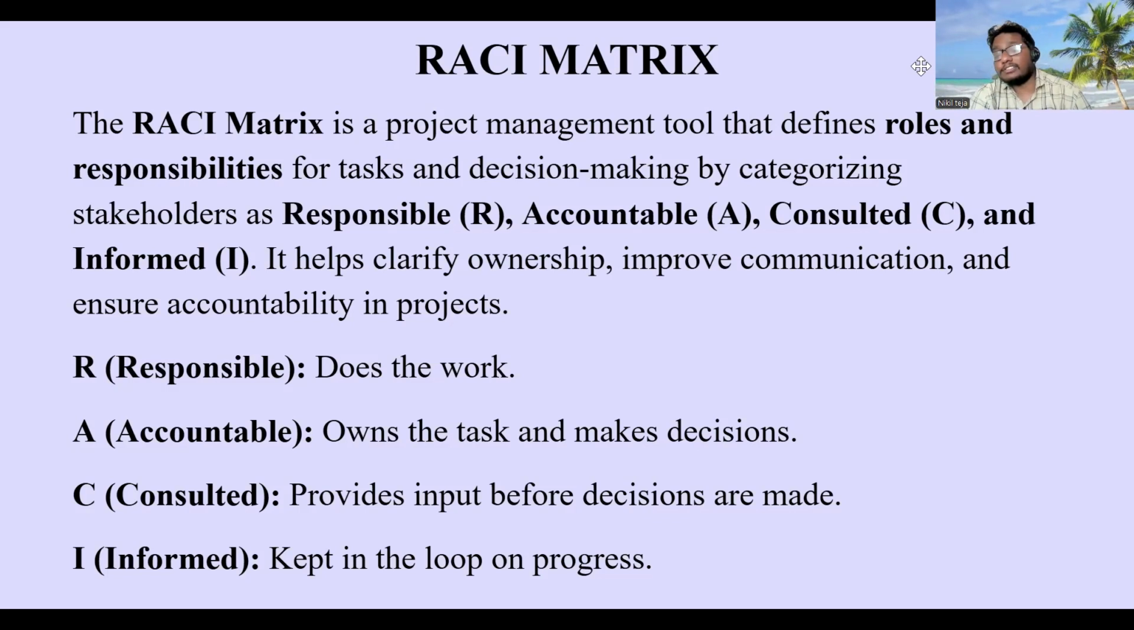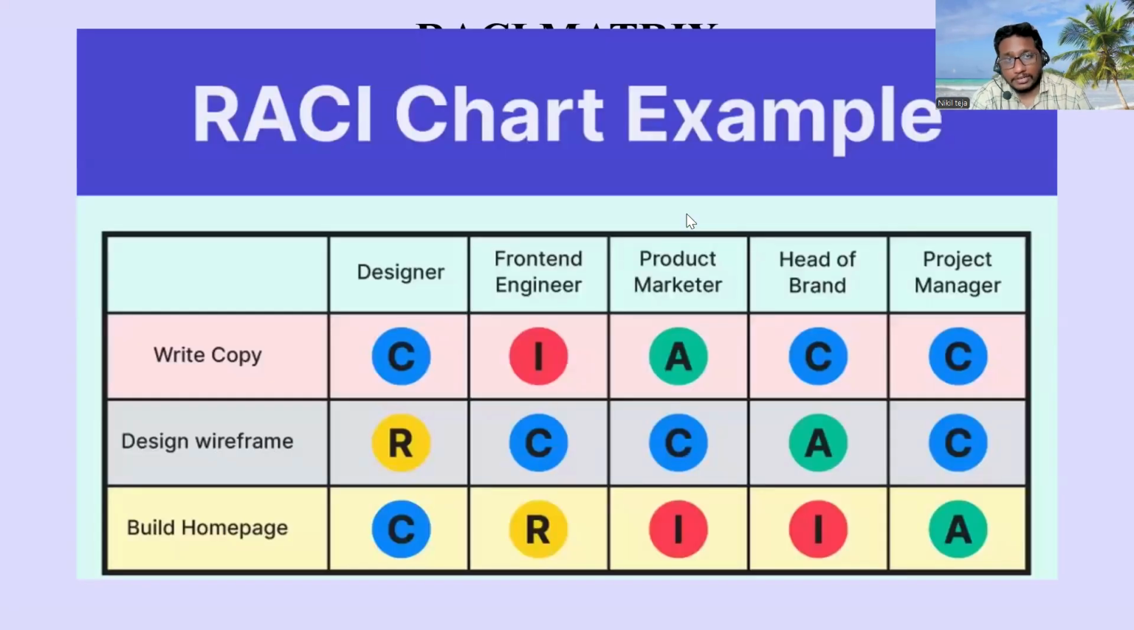Next is consulted. Consulted is nothing but who needs to be consulted before doing the task, right? If I have any doubts, whom I should consult. And informed is for whom I need to inform that I am doing this work. So let's go into some practical examples. For example, let's check a RACI practical example.